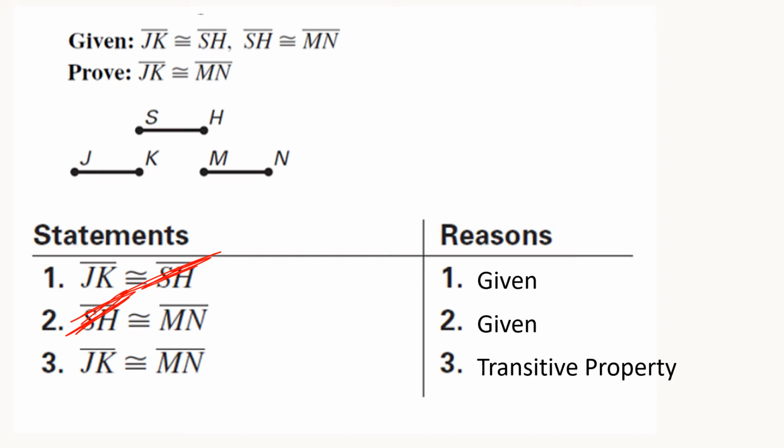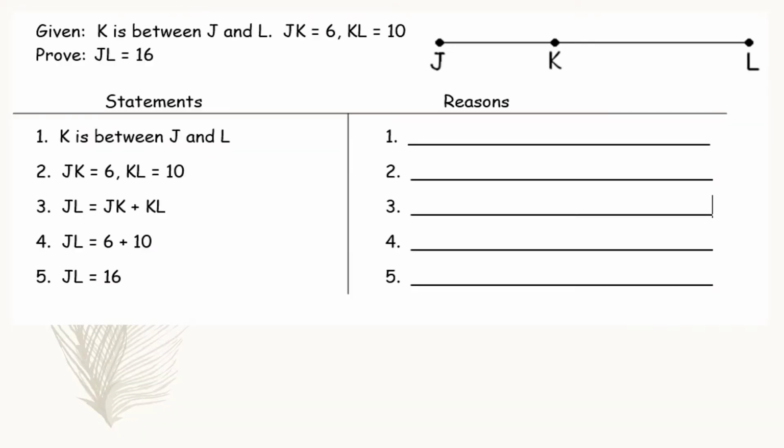Basically, all you are doing is looking at your sheet, getting the reasons for why we can do this, and then writing those reasons down along with the statements if you need to. K is between J and L, JK is 6, and KL is 10. So my first statement is a given. K is between J and L. My second statement, JK is 6 and KL is 10, is also a given.